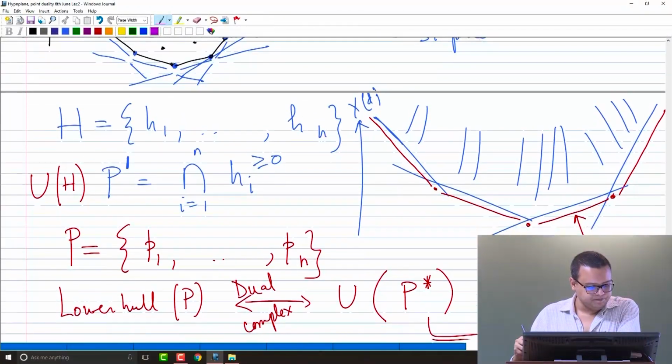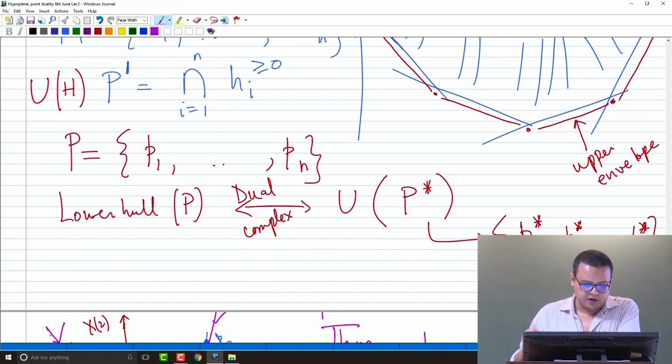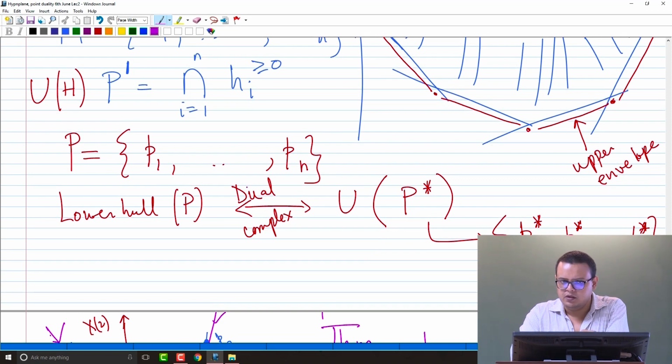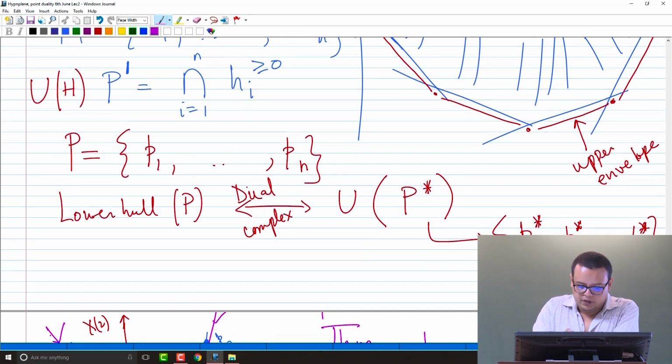Right? So let's recall what we are doing. The idea was: I have a set of n points in general position, like affine independence. Any d plus 1 point subset will be affinely independent. This point set is in R^d.